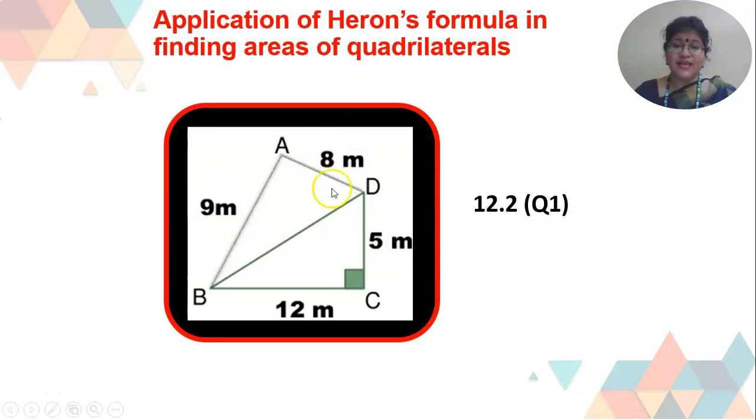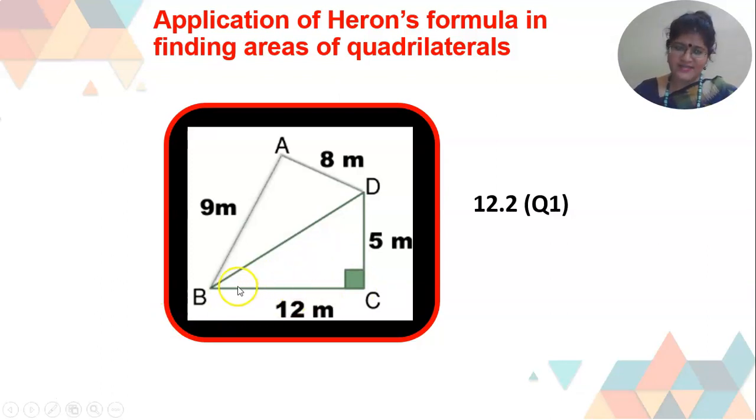In triangle DCB, which is a right angle triangle, you will find out the area not by using Heron's formula, but by using the formula area of the triangle is half into product of the perpendicular sides, because the perpendicular sides DC and BC are known to us. That means the height is known to us, so you will not be using Heron's formula.